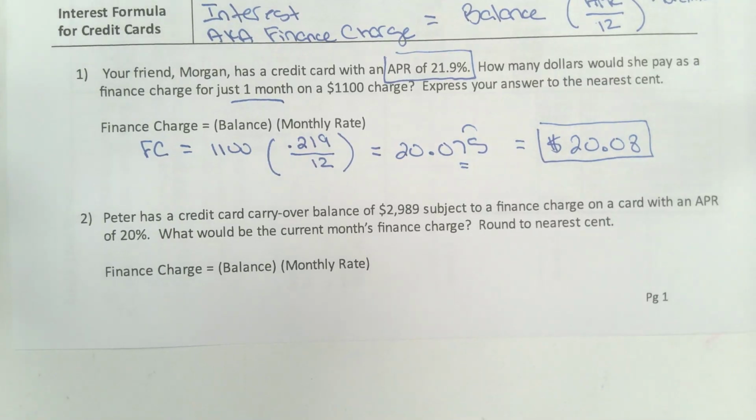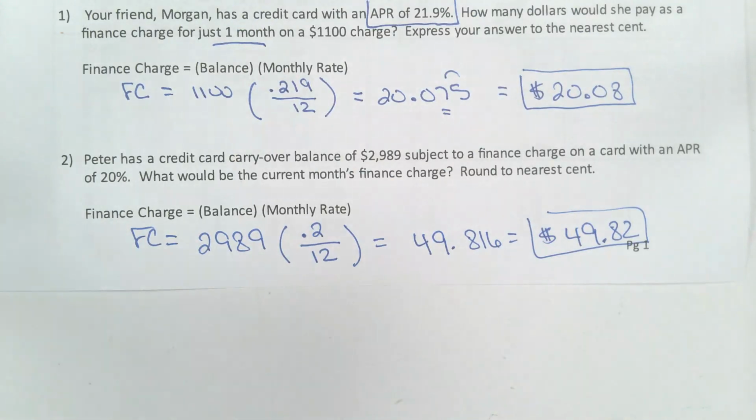I'm going to hit pause and show you the answer. And so on that one, we took the balance times 0.2 divided by 12. We rounded it to 2 decimal places.